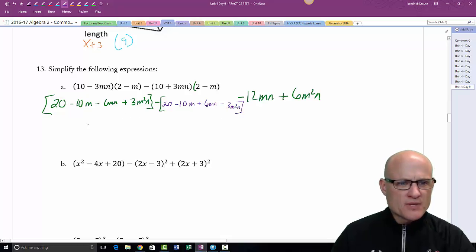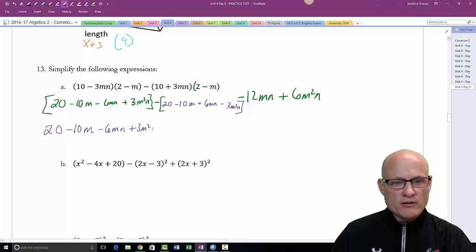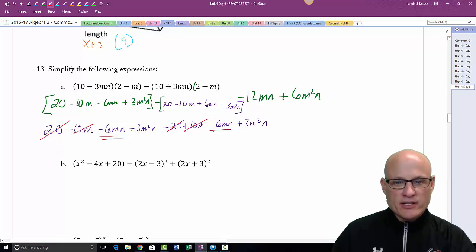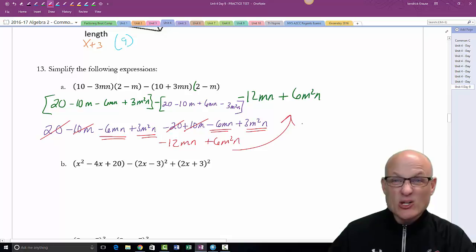All right, let's see what we got. So 20 minus 10m minus 6mn plus 3m squared n minus 20 plus 10m minus 6mn plus 3m squared n. The 20s cancel. I got negative 10m and positive 10m. Negative 6mn and negative 6mn is negative 12mn. Positive 3m squared n, twice, so that's plus 6m squared n. So I get the same result either way.